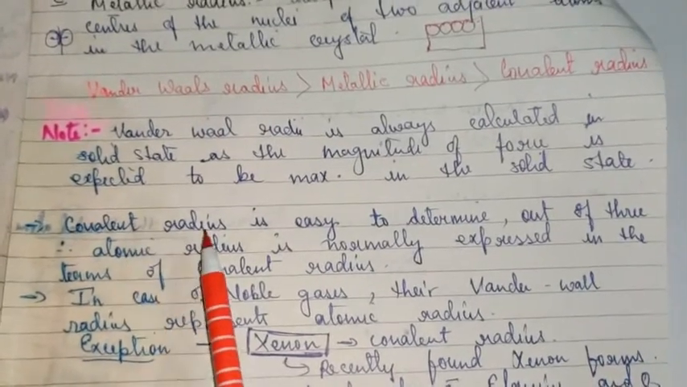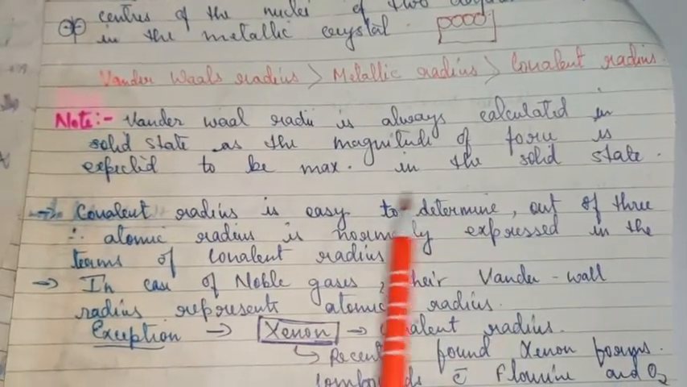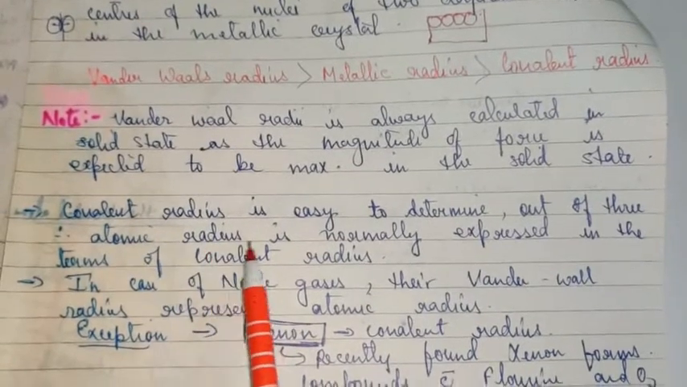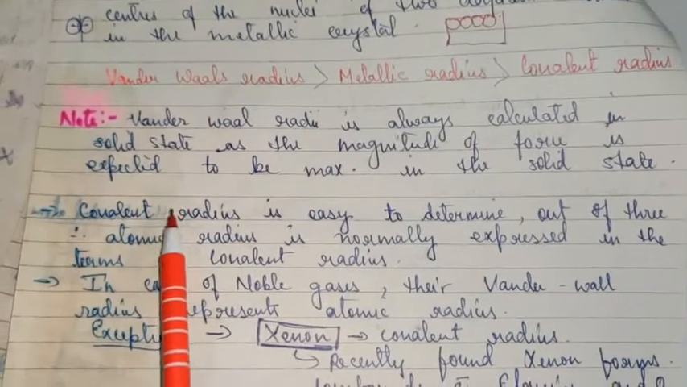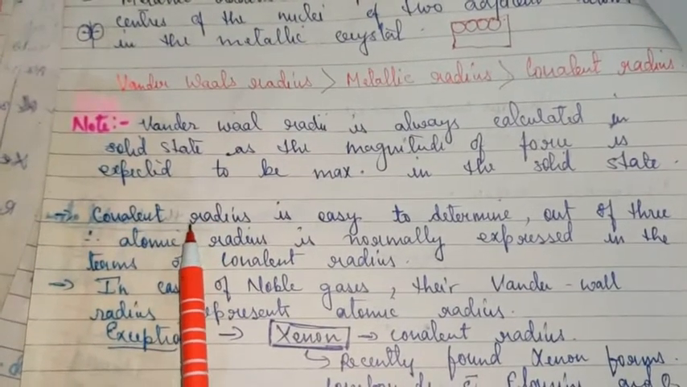Next is covalent radius, which is easy to determine out of the three. Therefore, atomic radius is normally expressed in terms of covalent radii. This is the most preferred one because it is the easiest to determine.